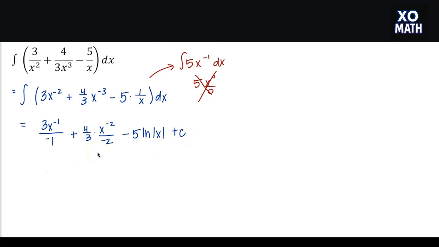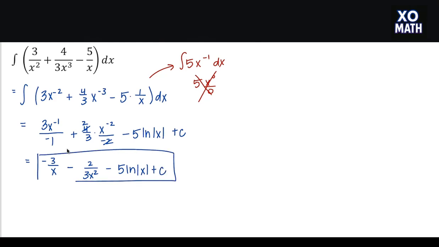And now let's simplify this a little bit further and rewrite this as negative 3 over x minus, here we can reduce down the 4 and the 2, and we would have 2 over 3x squared minus 5 natural log absolute value of x plus c.